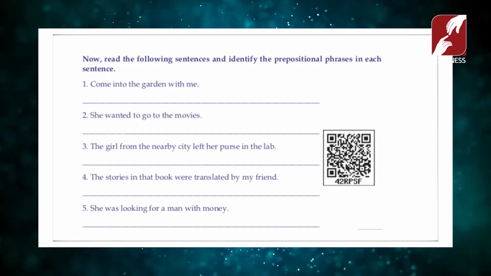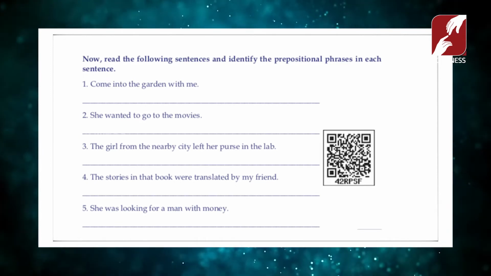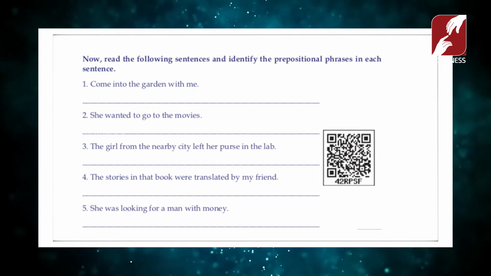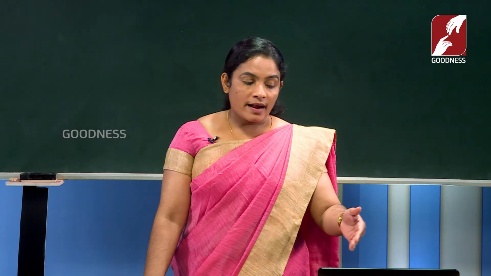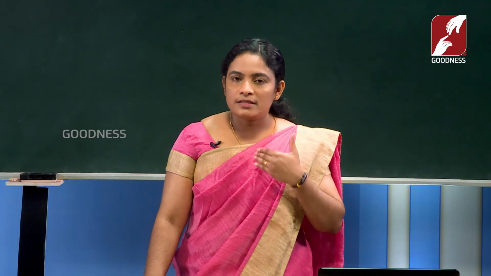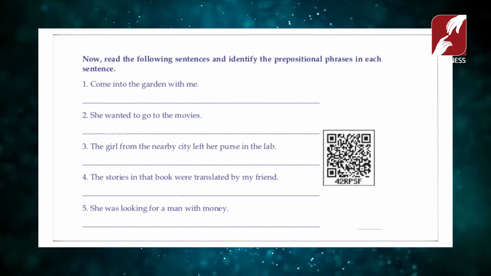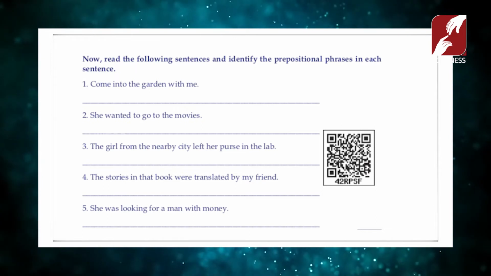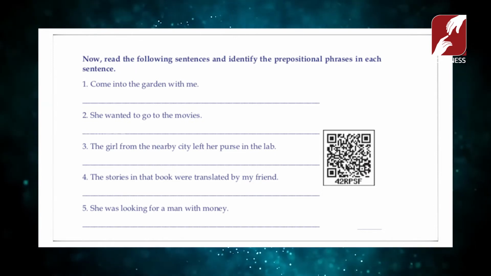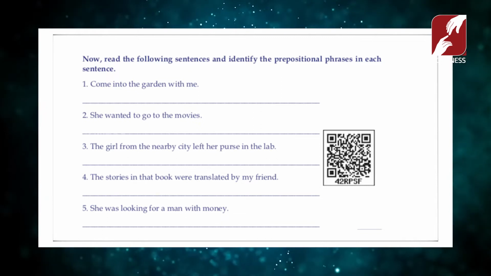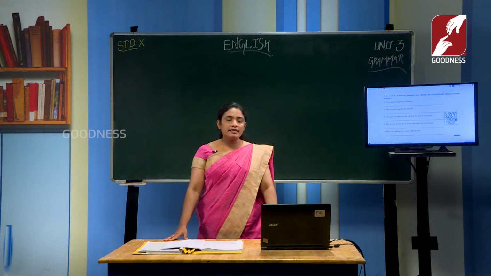See the next one. She wanted to go to the movies. Here, you may write to go to the movies, but it is wrong. Why? Because go is the verb, so we can't use this part as a prepositional phrase. So here, which is the prepositional phrase? To the movies.